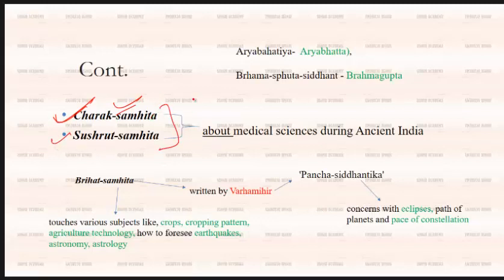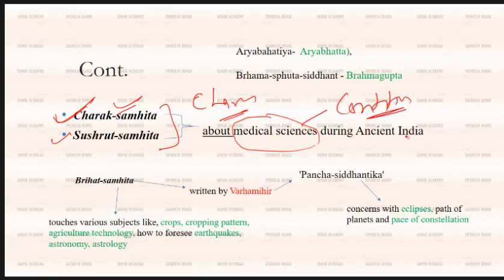These two books were written by Charak, and they give information on medical sciences. Medical sciences means what the condition of medical sciences was during ancient India, and what the growth and development of medical sciences was during the ancient period. That is given in this book.